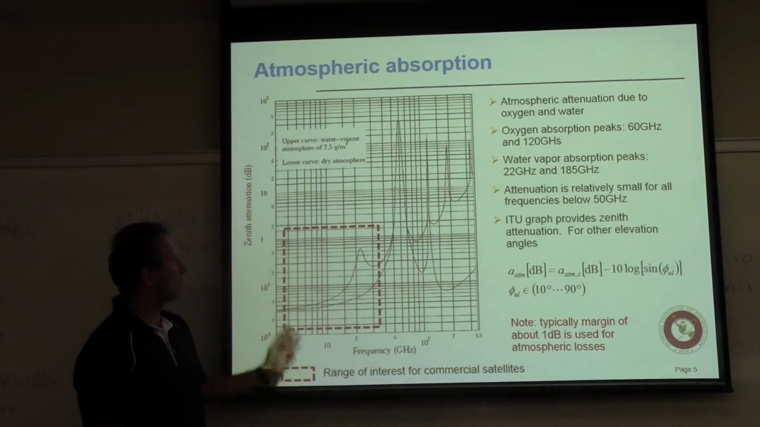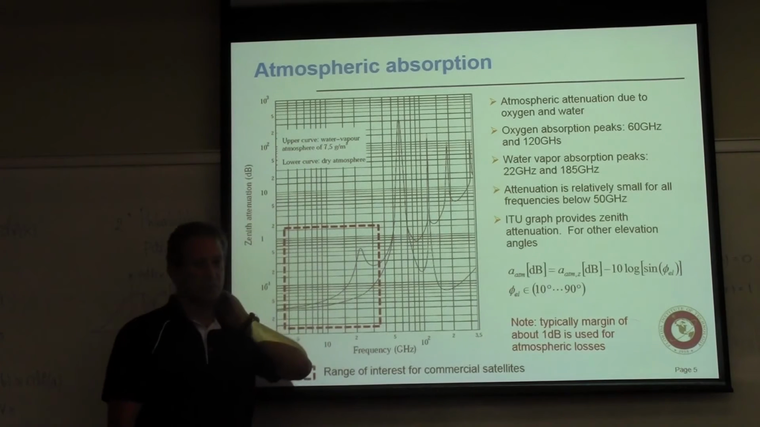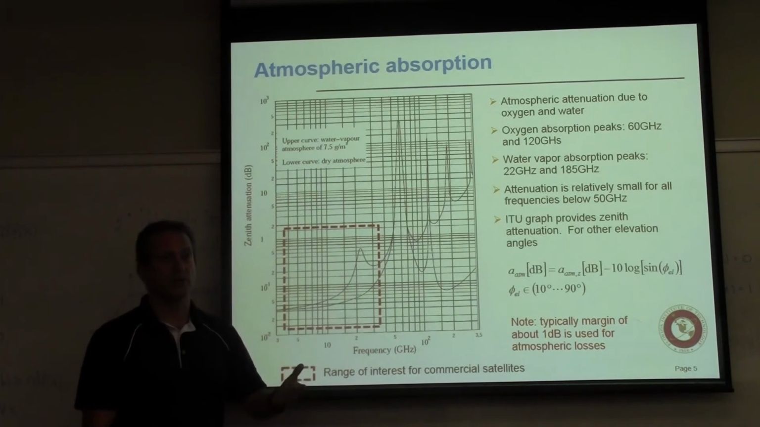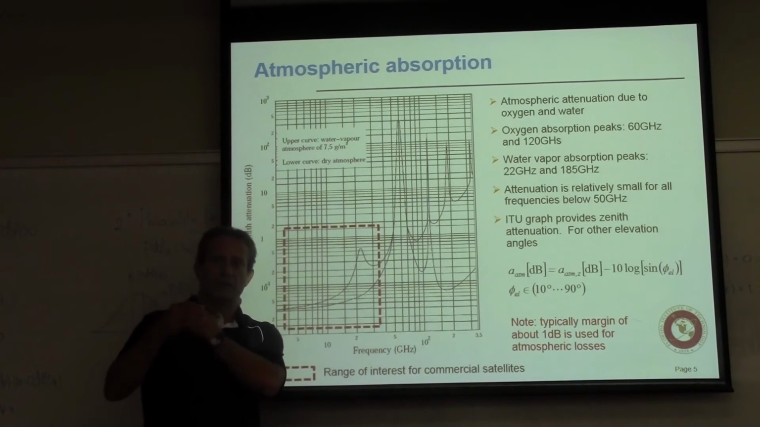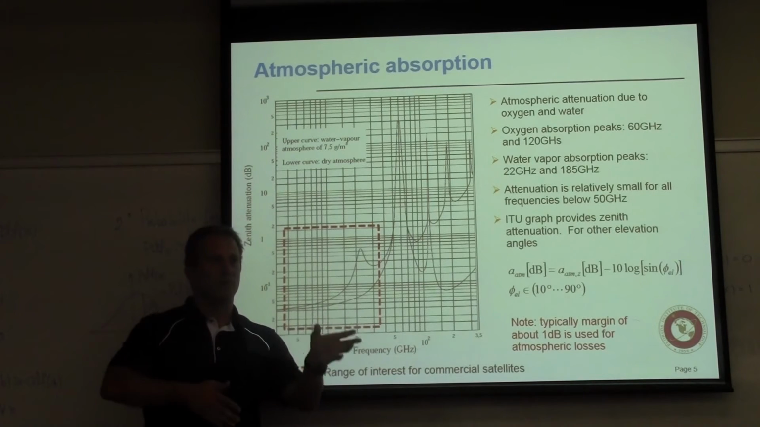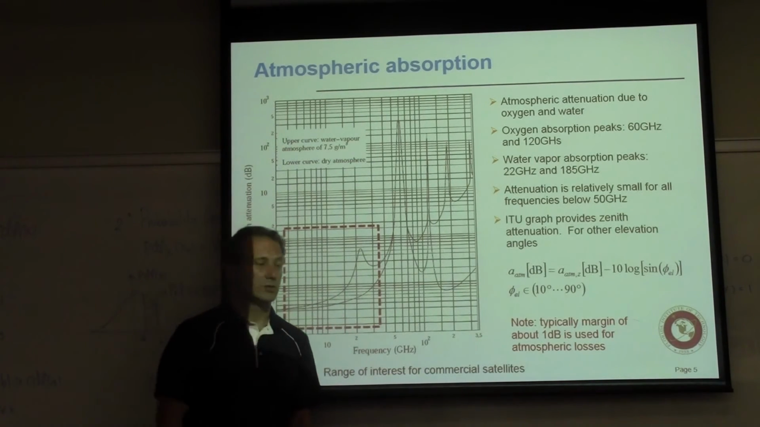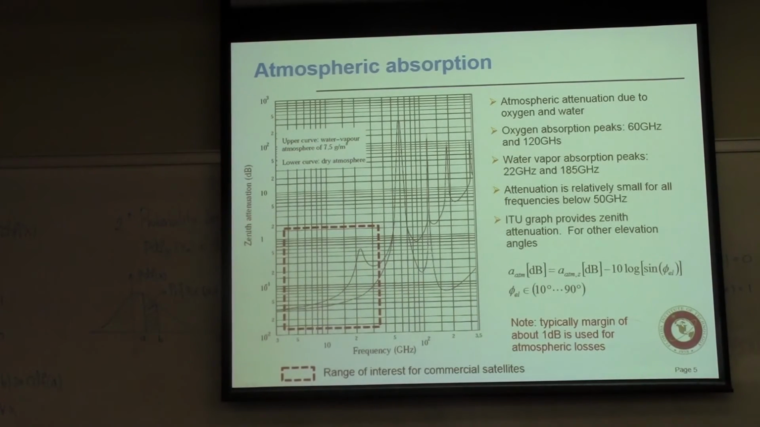But typically, after all of this is said and done, you use about 1 dB for atmospheric losses, which is not that much. And you've seen the examples we talked about, atmospheric absorption of 0.5, 0.3, point something dBs for the whole link, right? So that's the order of magnitude that you should expect for the losses.